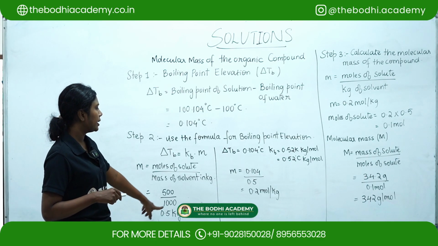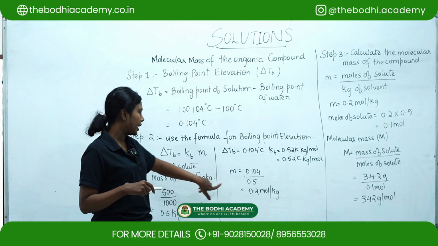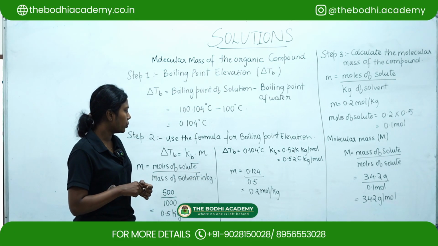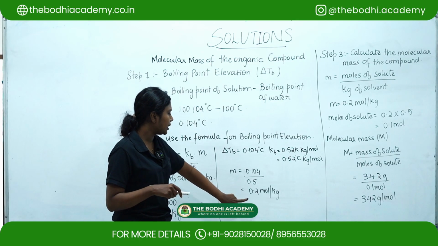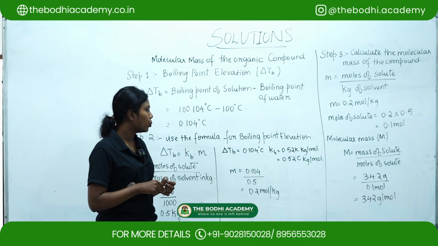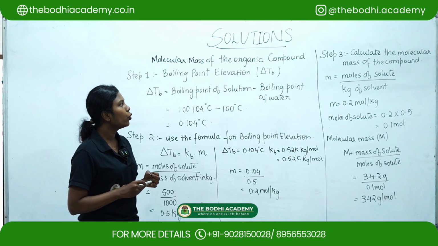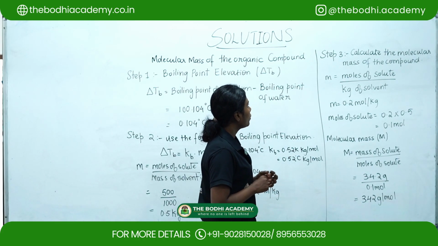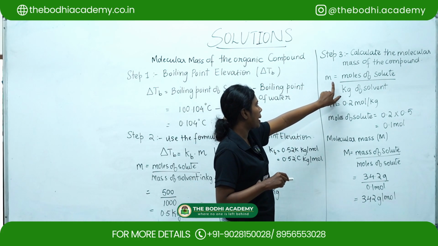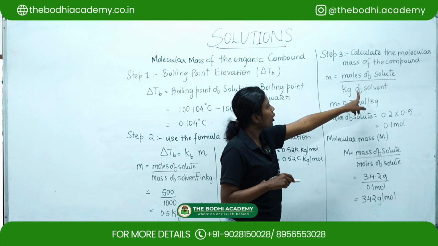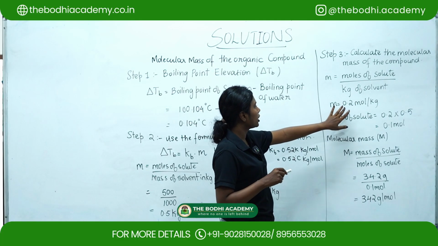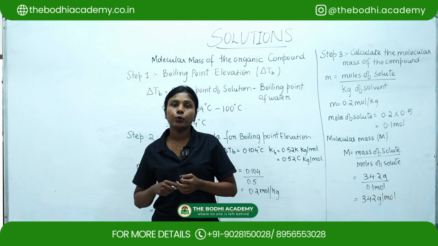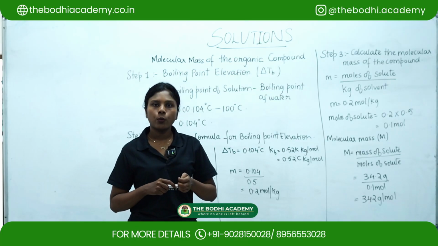So using this, I go back to my formula delta Tb equals Kb dot m. From here if I substitute, the molality comes down to 0.2 moles per kg. Now moving to step number 3, calculate the molecular mass of the compound. Here we use the molality formula: m equals moles of solute upon kg of solvent. m over here is 0.2 moles per kg. Moles of solute, if we have to find it, is 0.2 into 0.5, which gives 0.1 moles.